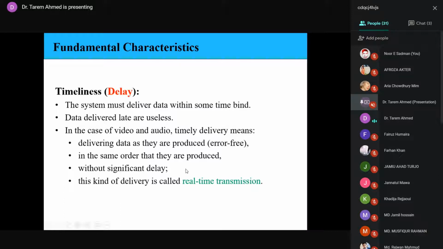Real-time transmission, once again, data delivered after that frame has been presented is useless. So your real-time transmission also has some requirements: delivering data as they are produced, error-free, in the same order that they are produced. I'll explain this in a minute. And without significant delay. Okay, same order.